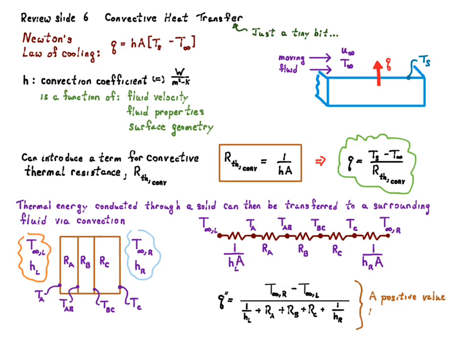And just to, again, take a look at the direction of heat transfer. For this particular case, a positive value would imply that the flow of heat is from the right-hand side to the left-hand side. And again, you want to make sure that when you calculate your heat transfer, you indicate a proper direction.